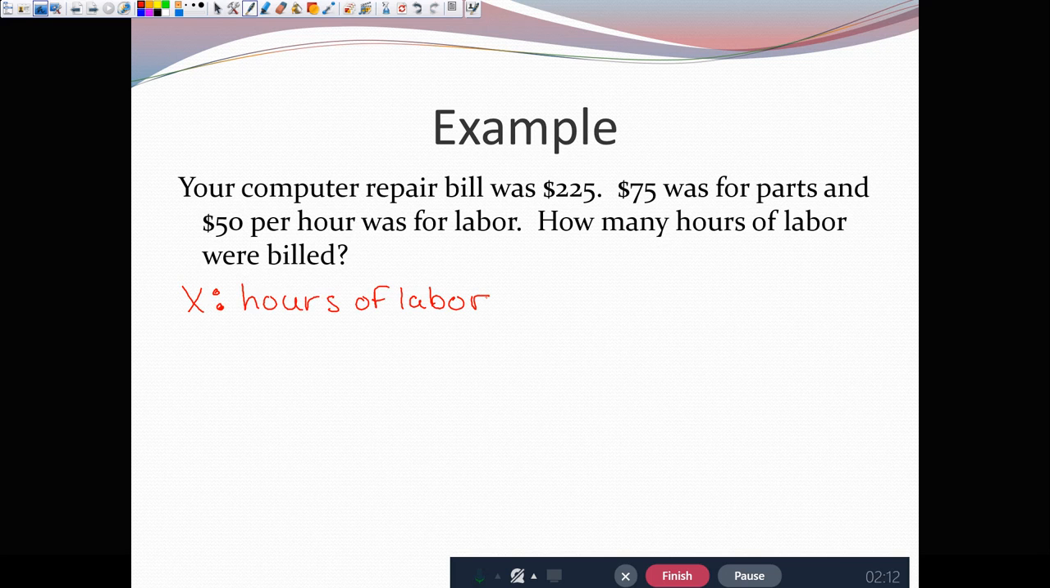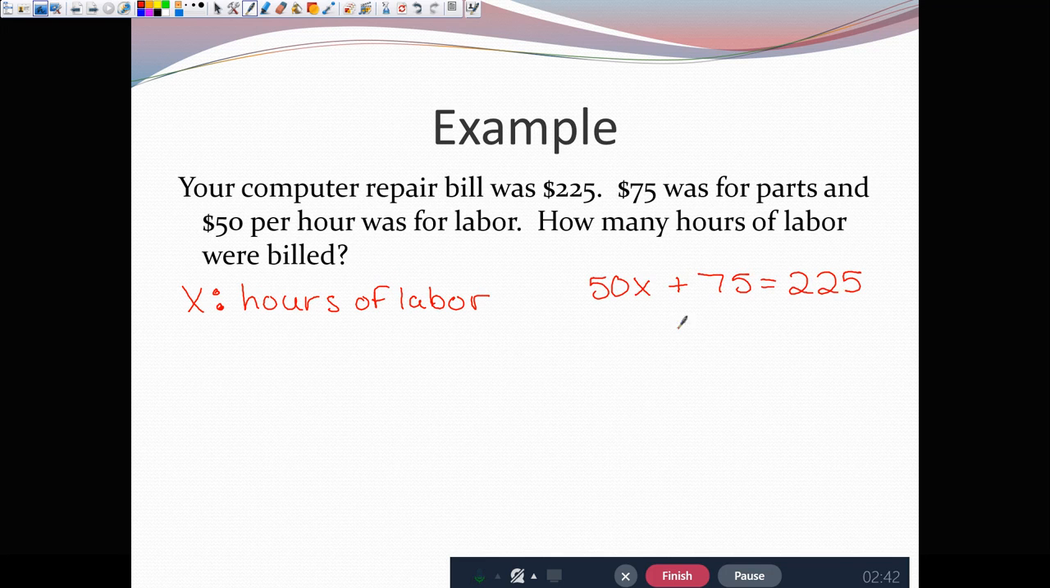Okay, so now I'm going to write my equation. I have $50 per hour of labor, so we decided that labor hours was x, so we're going to do 50 times x, plus how much did I pay for parts? 75. And what is it going to equal? 225.